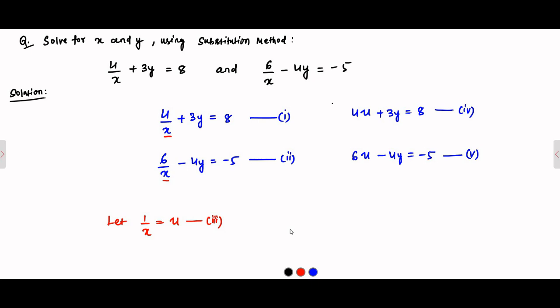Okay, now from equation 4 we have 4u plus 3y is equal to 8. That implies 4u is equal to 8 minus 3y.